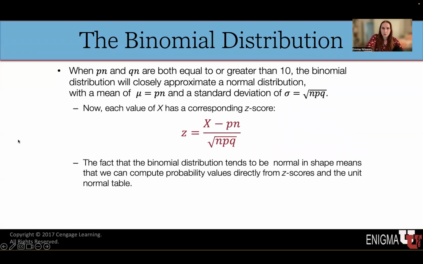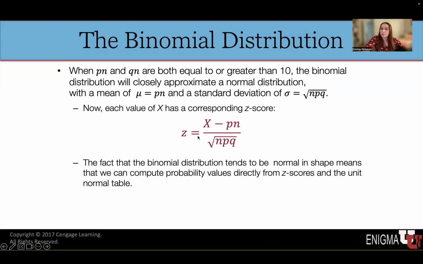So going back to this one really quickly. When Pn and Qn, those two values we talked about at the beginning, are both equal to or greater than 10, then the binomial distribution will closely approximate a normal distribution. That's like the limit, basically. It has to be 10 or more. The mean is going to be Pn, and our standard deviation is going to be the square root of NPQ.